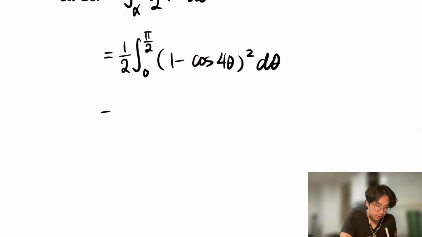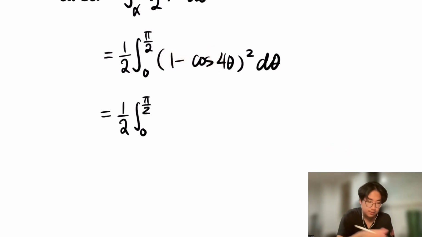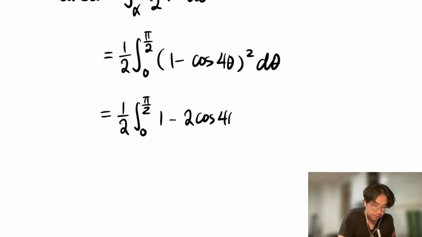So first, though, we will just expand again. This is of the form a minus b squared. So we have 1/2 times the integral from 0 to pi over 2. You can view this as a minus b squared, so a squared minus 2ab plus b squared. So you have 1 minus 2 times a, so 2 times 1 is 2, times b, cos of 4 theta, and then plus b squared, so cos squared of 4 theta, d theta.